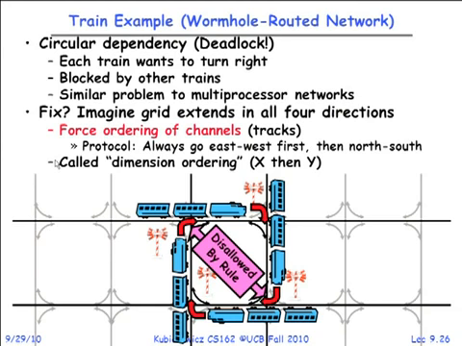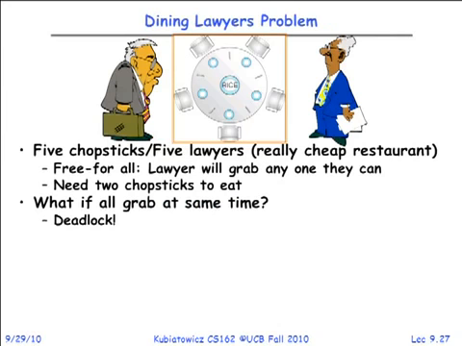Let's talk about the dining lawyers problem. Got 5 chopsticks, 5 lawyers, really cheap restaurant. Rice in the middle. And it's a free-for-all. The lawyer grabs any chopstick they can, and they need 2 chopsticks to eat. So the problem is, what if they all grab 1 chopstick at once? Now we're deadlocked. Why? Because they are lawyers, they're not going to give up the chopstick they've got, and they need one to make forward progress. So they all sit there and they starve. This is not just starvation, this is starvation that involves deadlock.